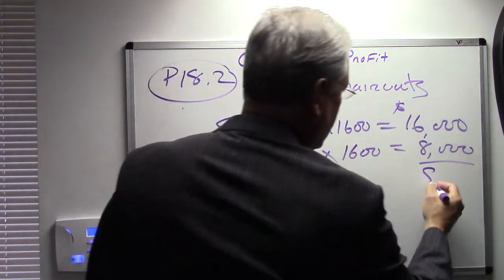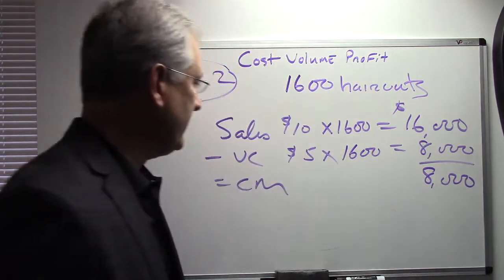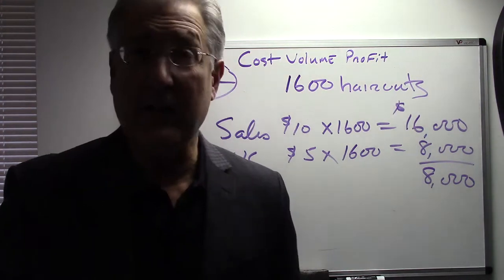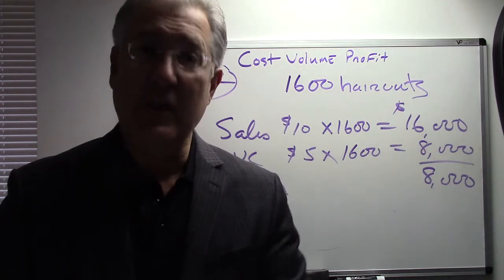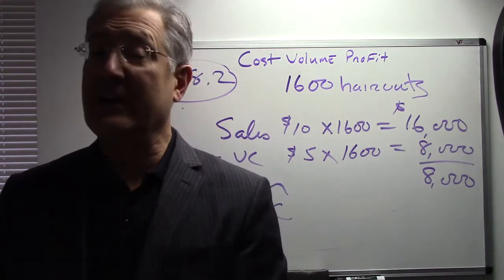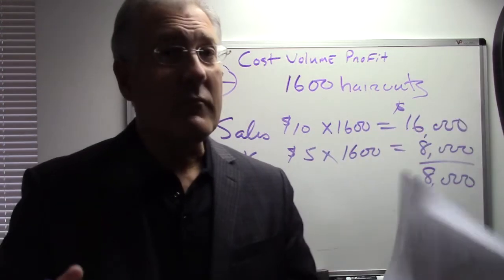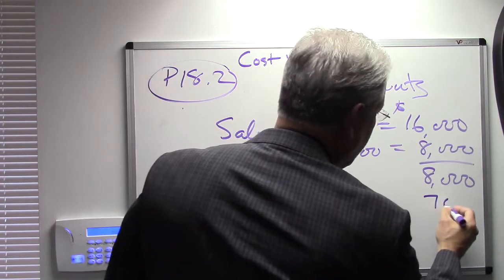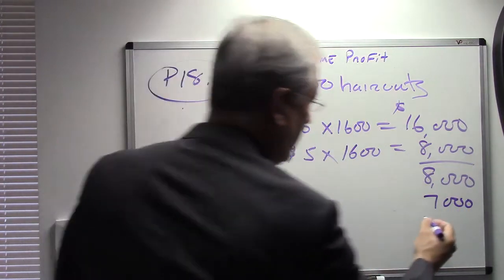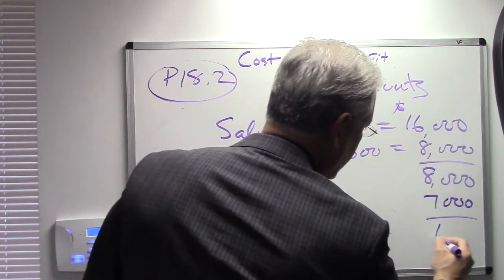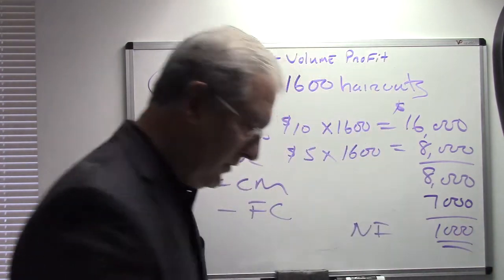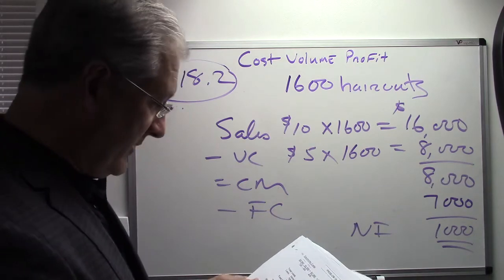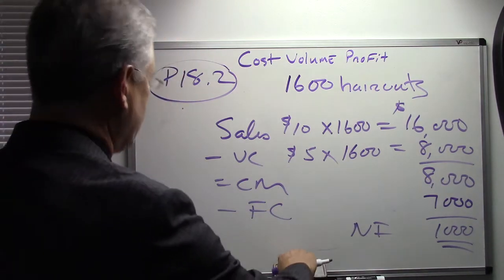Contribution margin is $8,000. And the fixed cost, which we calculated earlier, remember the definition of fixed cost, total cost stays the same regardless of activity. So whether they have 1,400 haircuts or 1,600 haircuts, the fixed costs stay the same at $7,000 per month. Therefore, net income is $1,000. So that's problem number 2 from chapter 18.